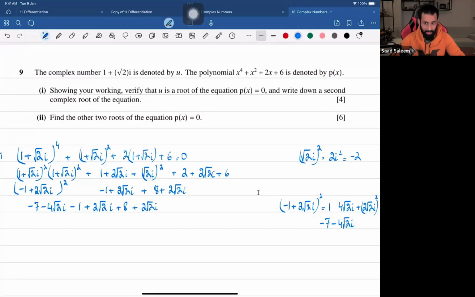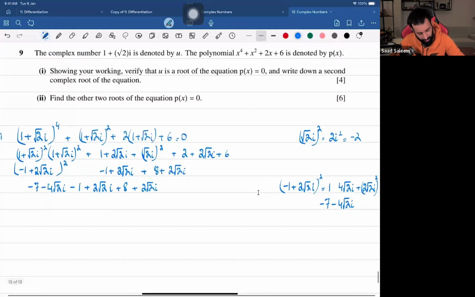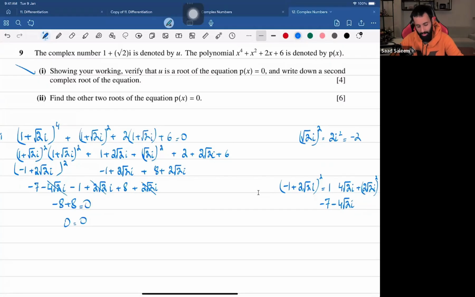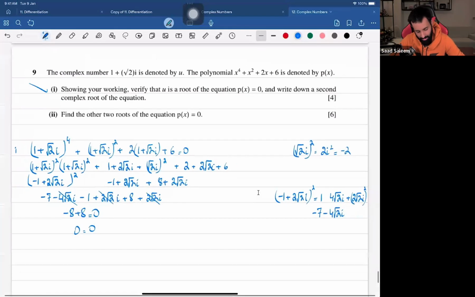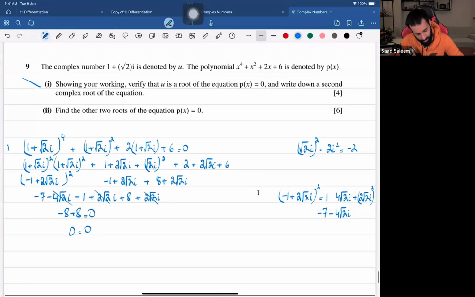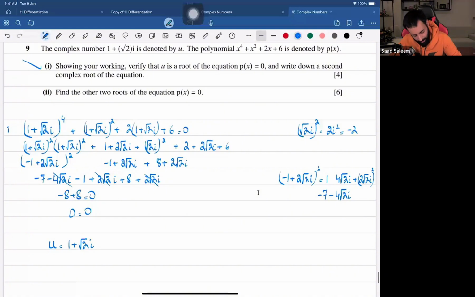Now if we've done it correctly, everything should simplify to 0. So 2 root 2 iota plus 2 root 2 iota, that's 4 root 2 iota minus 4 root 2 iota, that simplifies to 0. Minus 8 plus 8 is equal to 0. So 0 equals 0. Therefore, we have shown that it is a root. And what's the other root going to be? If one root is u, which is 1 plus root 2 iota, then the other root would be the conjugate of u, which is 1 minus root 2 iota.